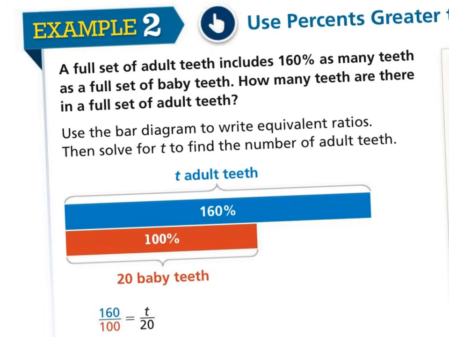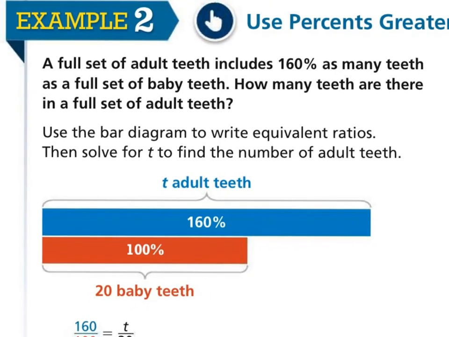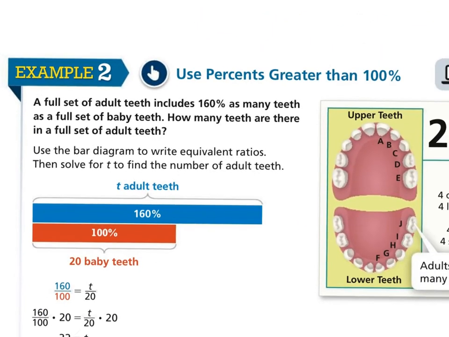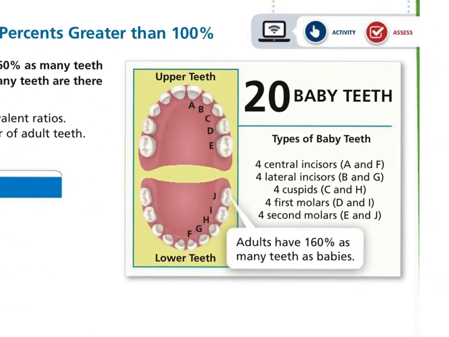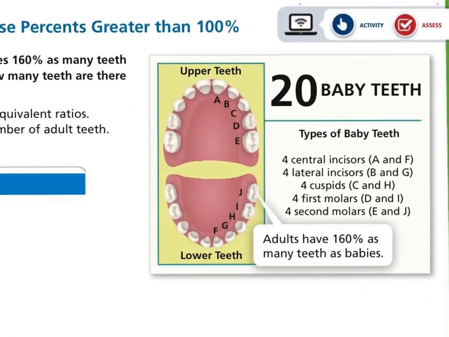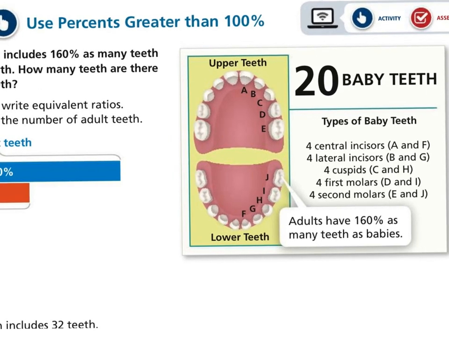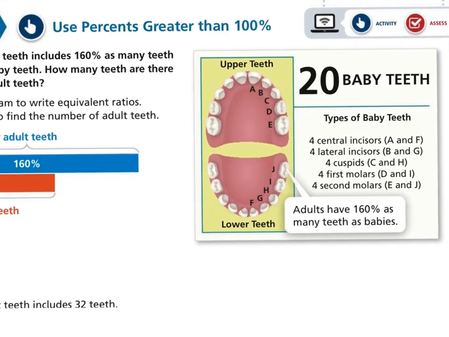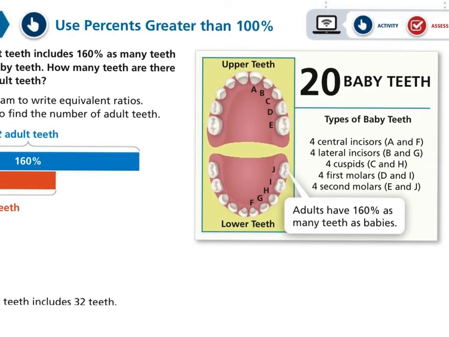Example 2, a full set of adult teeth includes 160% as many teeth as a full set of baby teeth. How many teeth are there in a full set of adult teeth? Okay, so you can see from the picture there are 20 baby teeth. We know the adult teeth, it says 160% more, or 160% as many. So we know that means that we're going to have more teeth. Makes sense. Your mouth gets bigger, and so you have more teeth that fill in the gaps here.